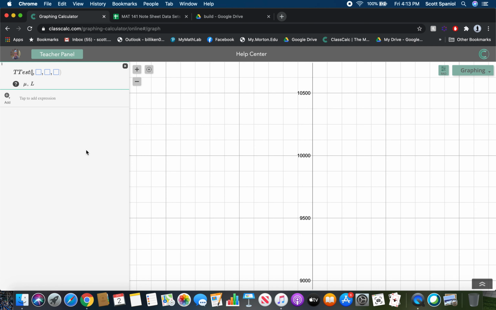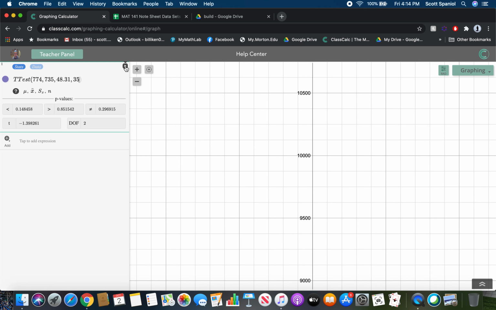So a t-test, which is being a little weird. So let me write that in again. Okay, there we go. So a t-test with a mean mu of 774, an x bar of 735, an s of 48.31, and a sample size of 35 for not equal to gives us a p-value of 0.0000, right? 3 if you round it to the fifth decimal place.